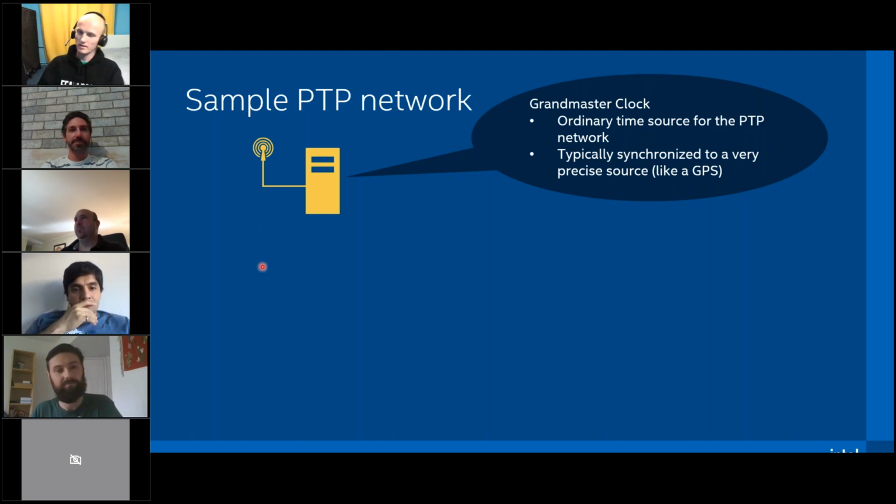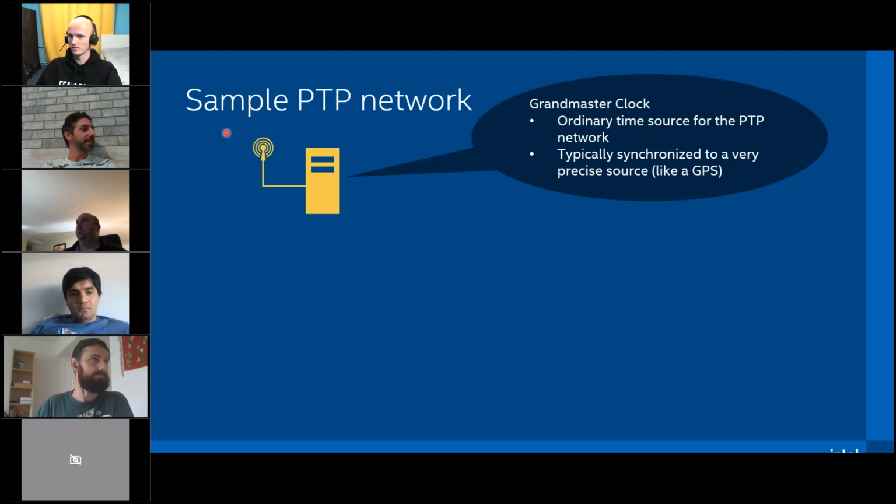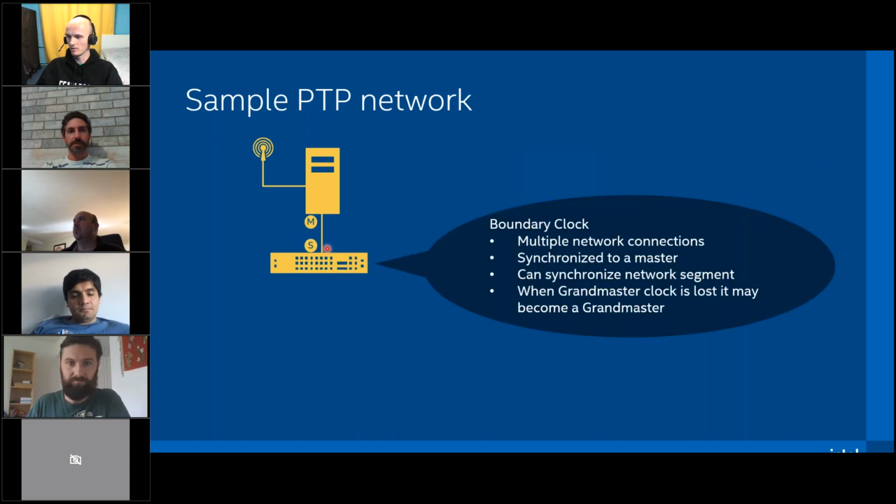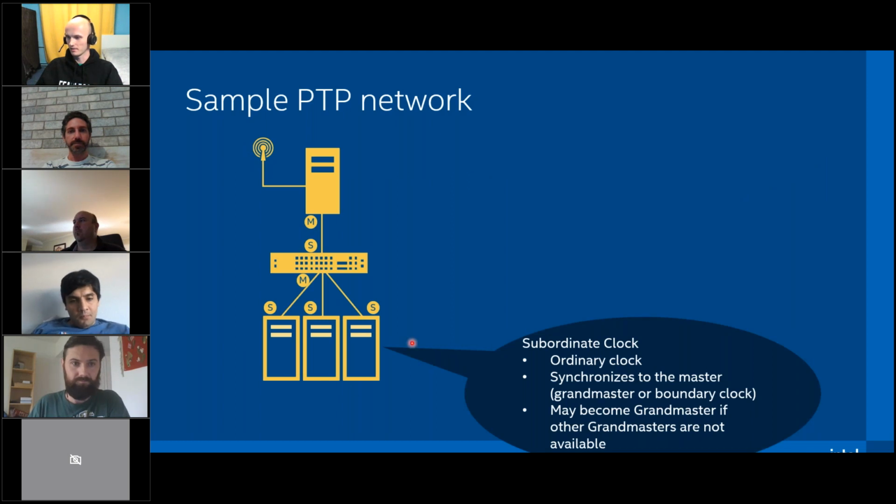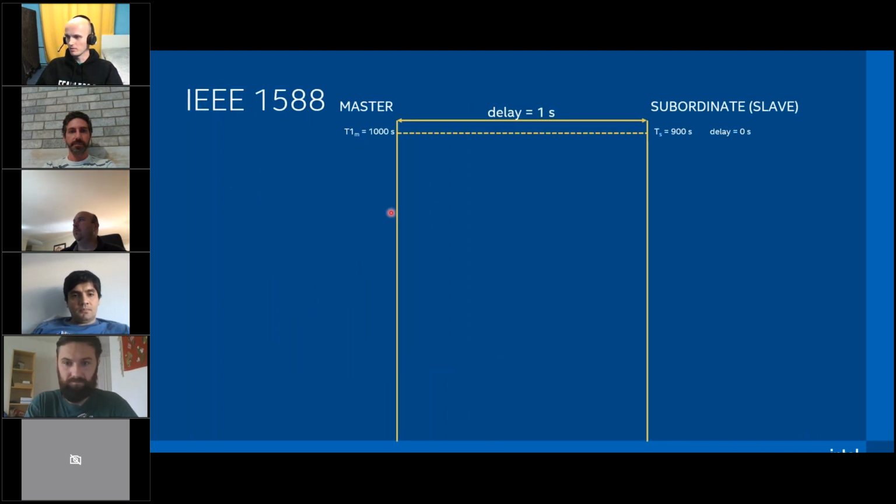Okay, yeah, so in a sample PTP network, we have a grandmaster clock that is synchronized to a GPS source. We have a boundary clock and a couple of subordinate clocks that are synchronized to the boundary clock and to the grandmaster through it. I will not introduce the protocol itself then. I will just quickly skip through this slide.